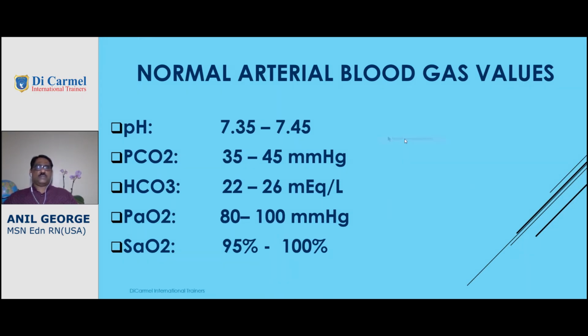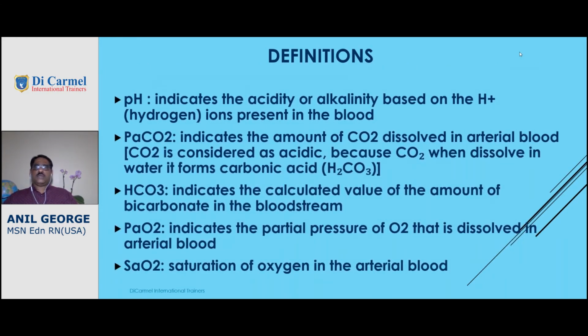Just to explain a little bit more about what these values indicate, let's look here on the screen, so we'll get a little bit more of a picture. The very first one is pH. It indicates the acidity or alkalinity based on the hydrogen ion present in the blood. We already heard that. When we go into acidosis, the body is retaining more hydrogen ion, and when the hydrogen ion decreases, it goes towards alkalosis.